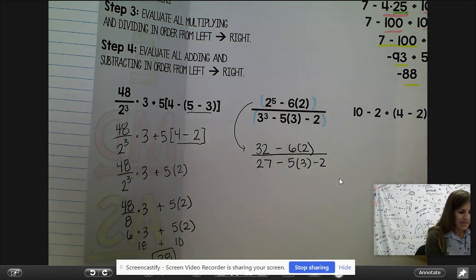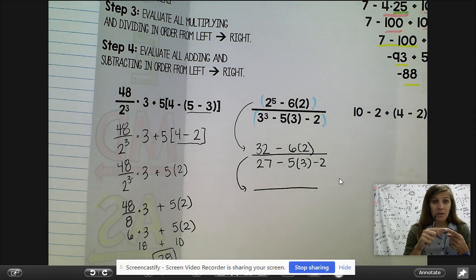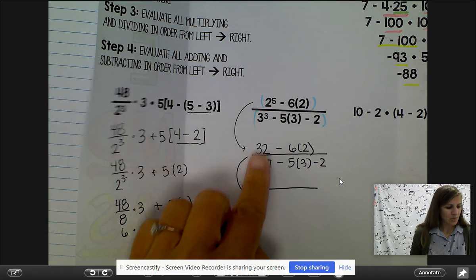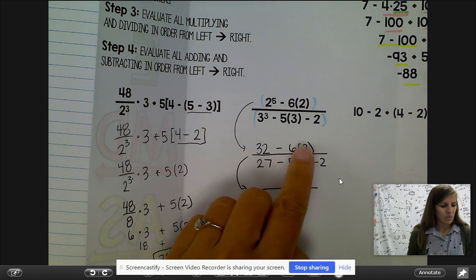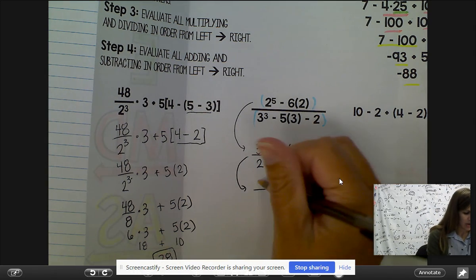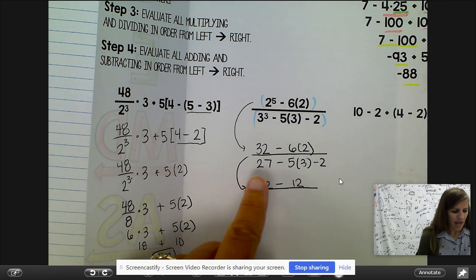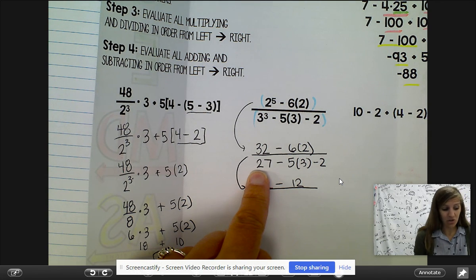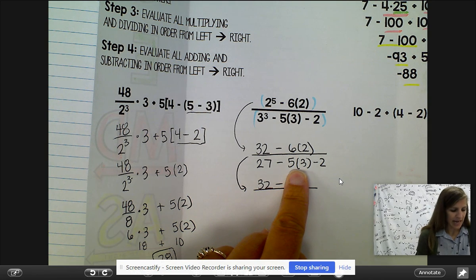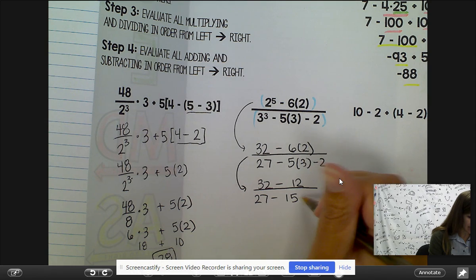Now again, going back to the top, that numerator, we took care of grouping symbols, we took care of exponents, so now we're looking at multiplication, division. We're going to go left to right, and I only have multiplication right here, so I'm going to multiply those two numbers. So 32 minus 12. On the bottom, I'm at multiplication, division as well, and these two numbers are being multiplied for 15. We're going to have 27 minus 15 minus 2.